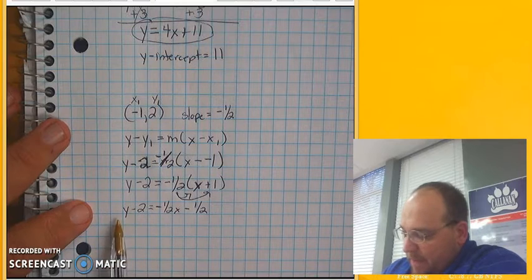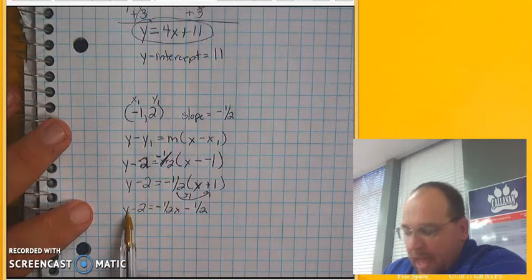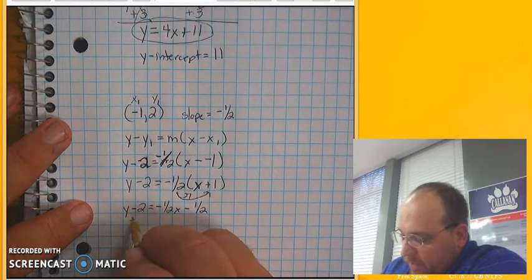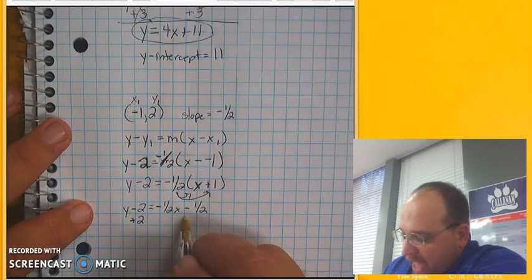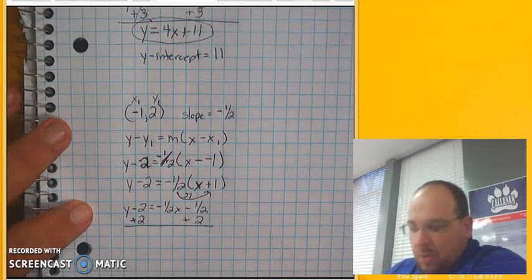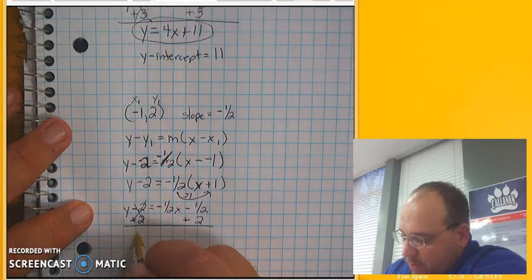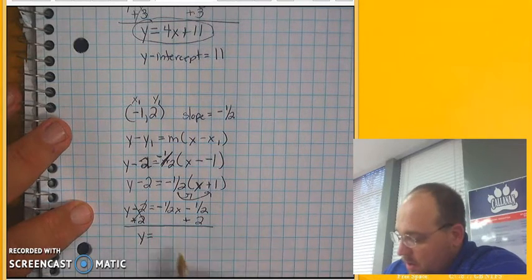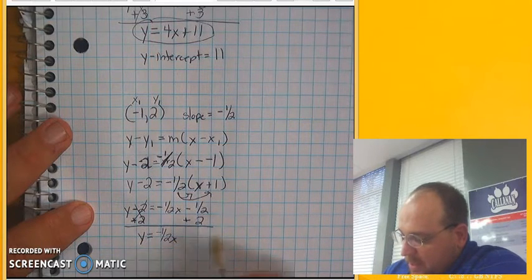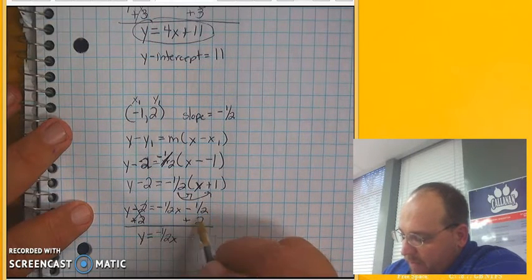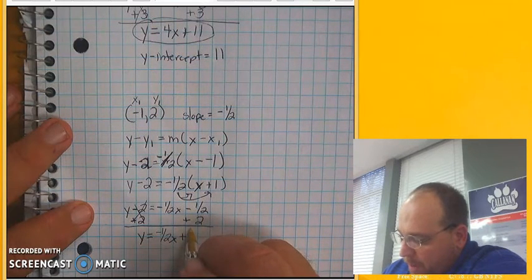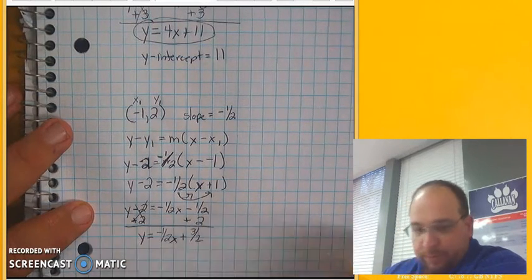Alright. Next step, I need to get y by itself, so I get rid of the minus 2 by adding 2. And to keep it balanced, I have to add 2 to the other side. I'm going to add 2 to the minus 1/2. This side's going to cancel out, leave me with y. I have the minus 1/2 x already, so that's going to be my slope. A negative 1/2 and a positive 2 will get you a positive 1 1/2 or a positive 3 over 2.